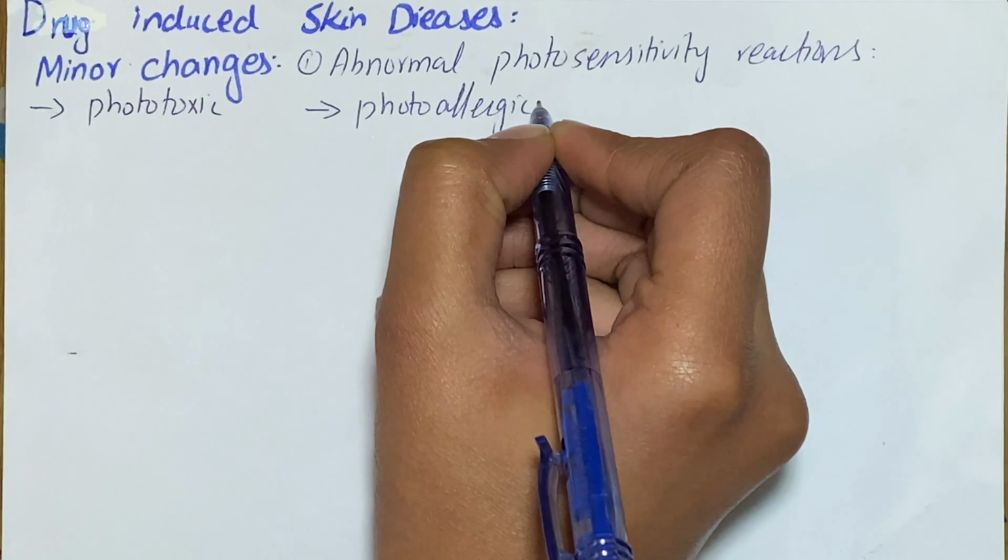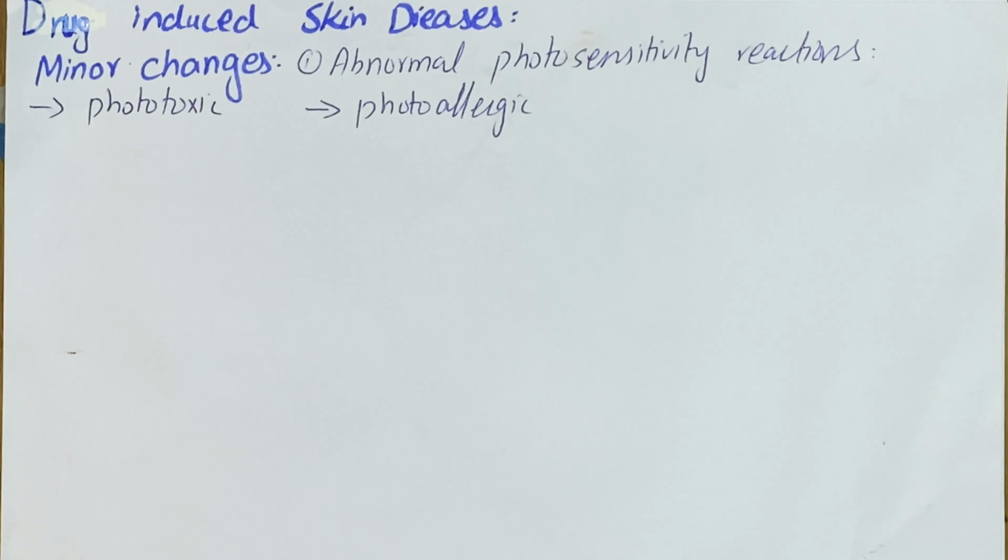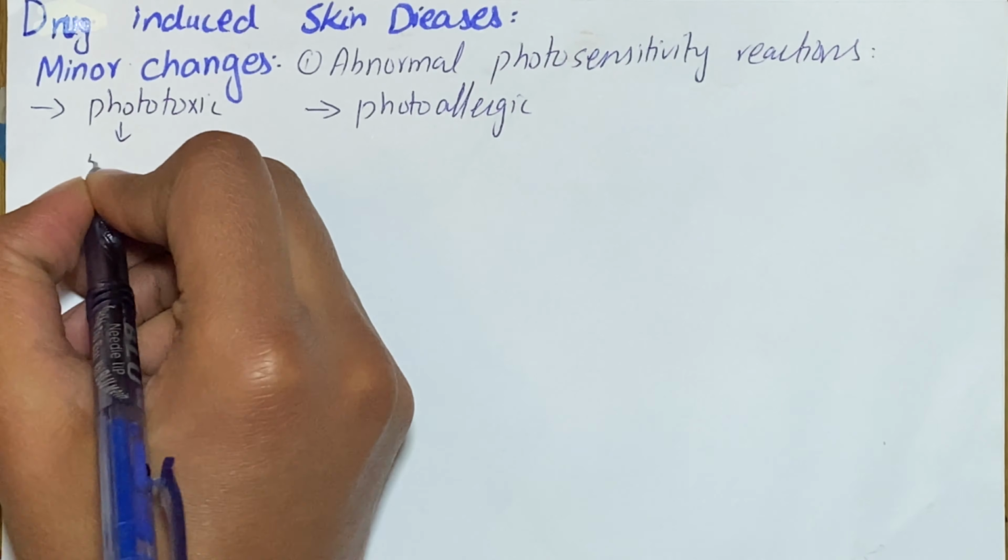In the phototoxic type of abnormal photosensitivity reactions, severity is much more. There can be blister formation, eruptions, and this is actually dose dependent and time dependent. So within 5 to 15 hours of drug therapy, these effects can be shown on the skin.